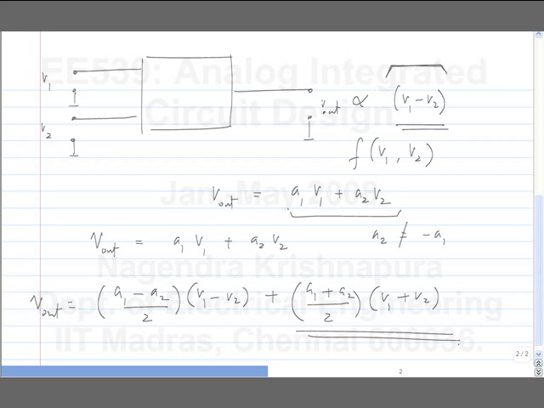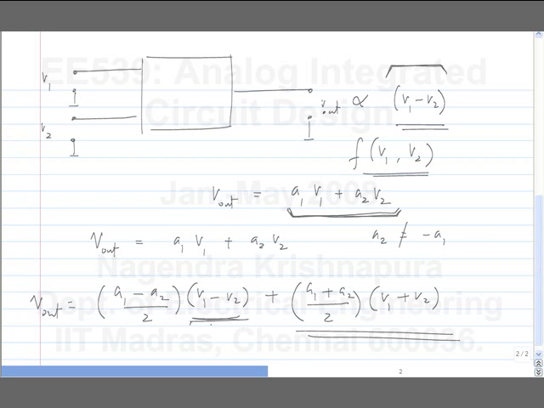In general it will be like this, right? It will be some function of V1 and V2. If it is a linear function, it can be written like this. If it's a nonlinear function, it can be like this. But what we want is predominantly V1 minus V2. Okay? Because we know reality, it's not going to be only responsive to V1 minus V2.